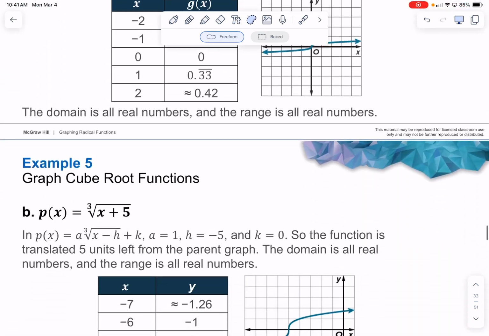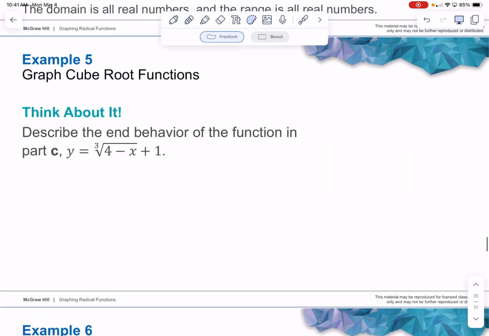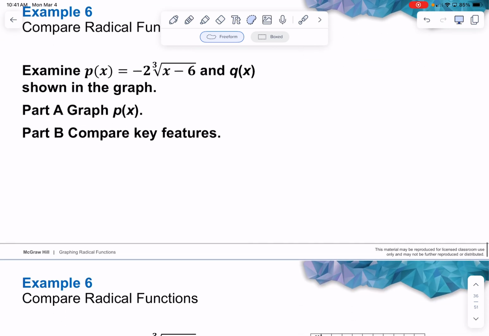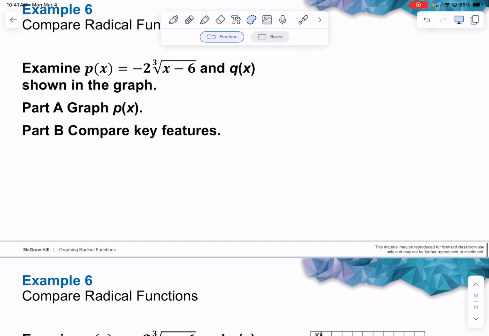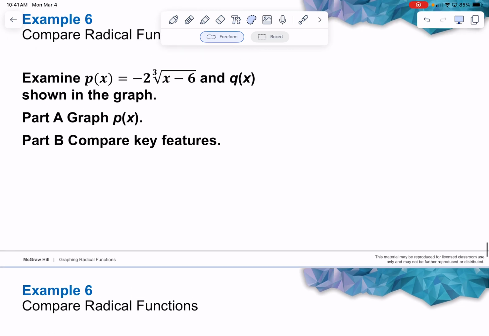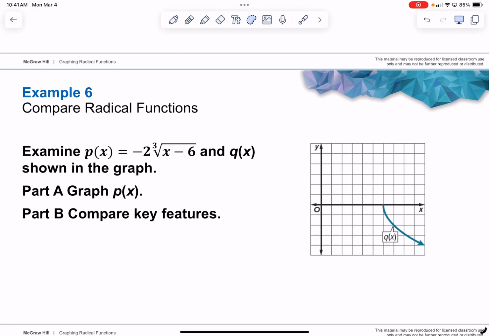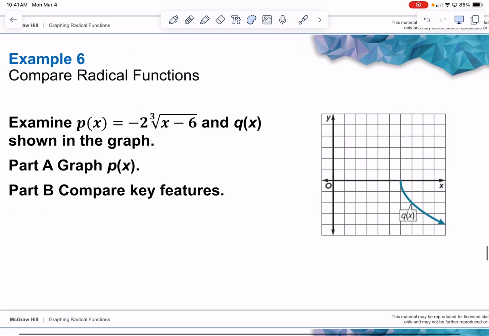Okay. So we are moving on to example 6 now. Example 6 says examine P of x and Q of x. And Q of x is on the graph already. So let's put P of x on there so we can examine them and compare our features, right? So where is my h comma k? Kennedy, what do you think on this one? What's h and what's k?